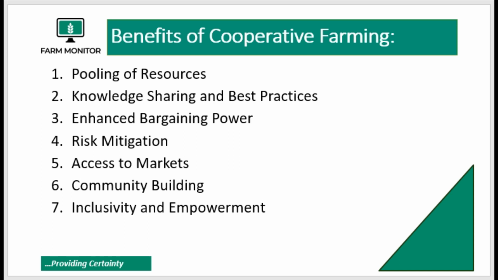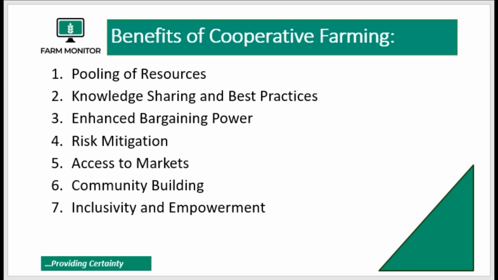Number three benefit is enhanced bargaining power. When they join forces together, farmers increase their bargaining power when negotiating with suppliers or buyers or any other stakeholder. Of course, this leads to better prices for their inputs, higher selling prices for their products, so their bargaining power is quite enhanced. Number four is risk mitigation. Cooperatives can help spread the risk associated with agriculture. If one member faces a significant setback, the group can provide support, thereby reducing the impact on that individual farmer.